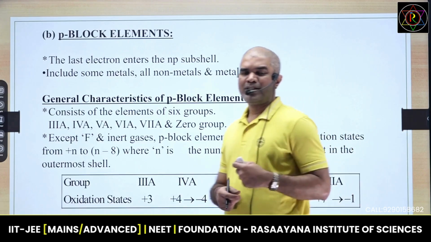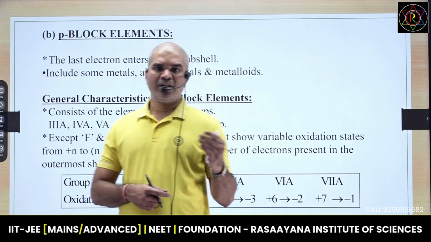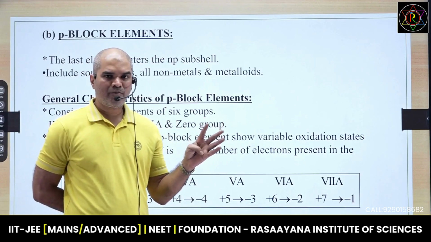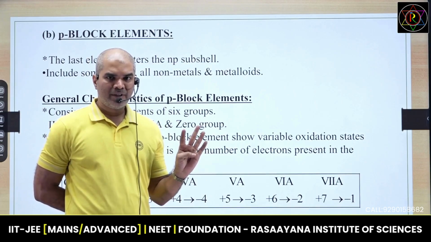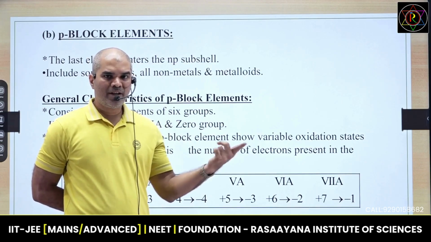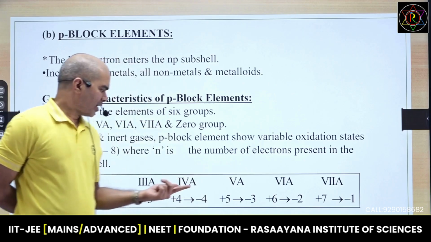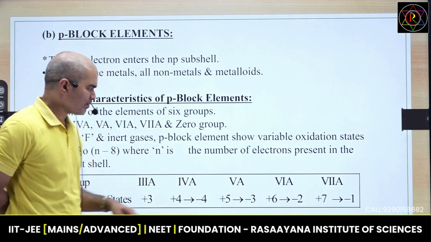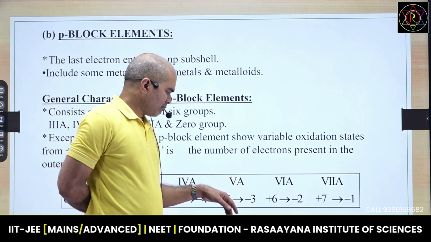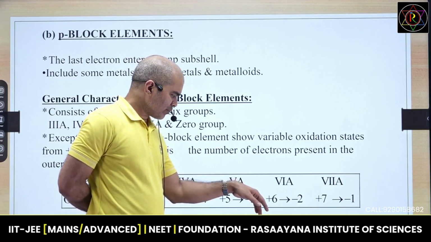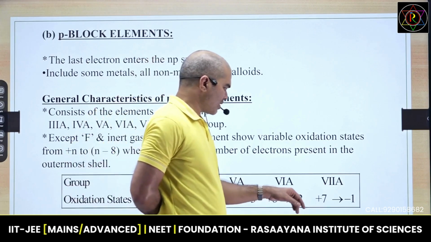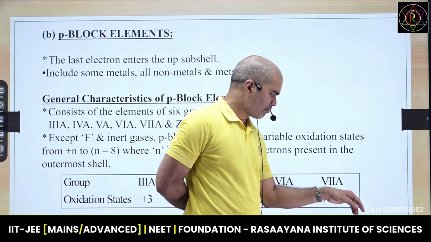If I take a simple example of carbon, you will see in the organic chemistry also, carbon can have plus 4 oxidation state, carbon can have minus 4 oxidation state also. That depends on what type of element it is combining with. So carbon can have plus 4, carbon can also have minus 4. We'll see different examples also. Later 5A, plus 5 and plus 5 minus 8 is minus 3. So plus 5 up to minus 3. Plus 6 up to minus 2, plus 7 up to minus 1.